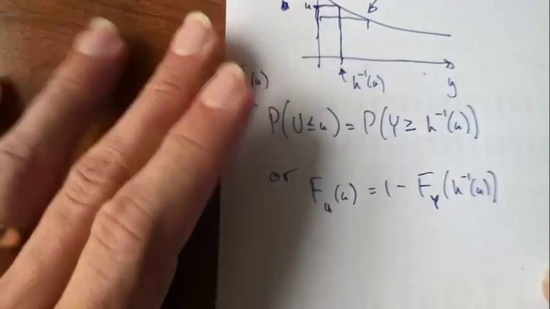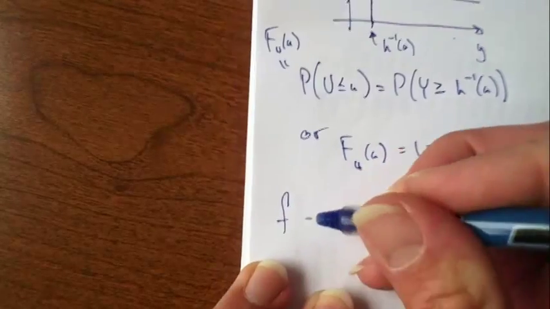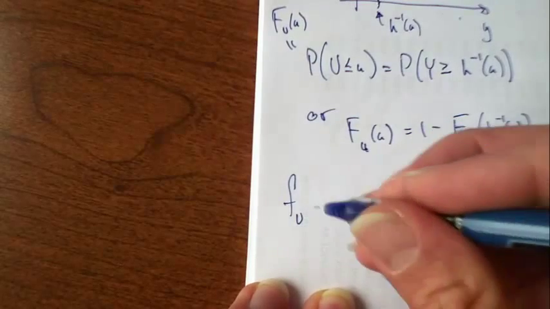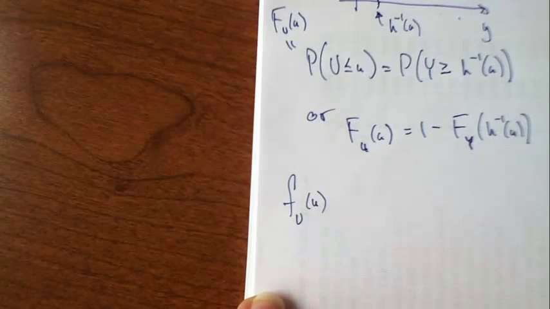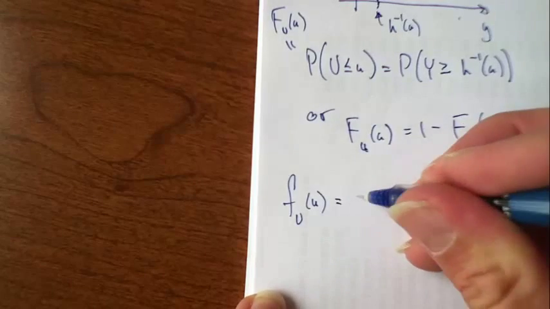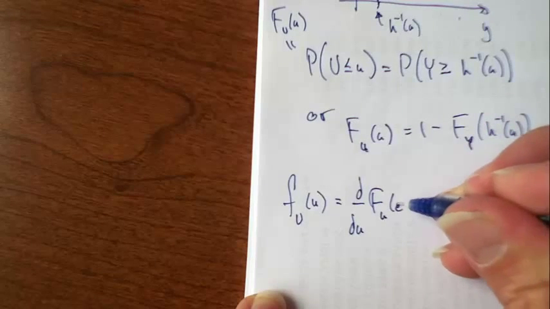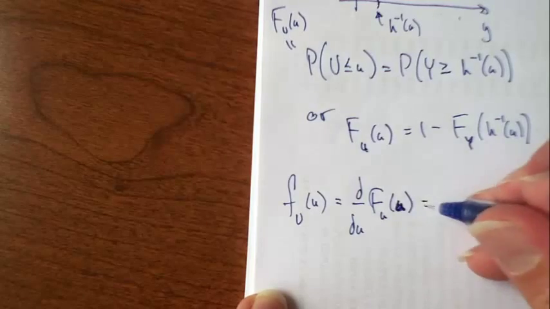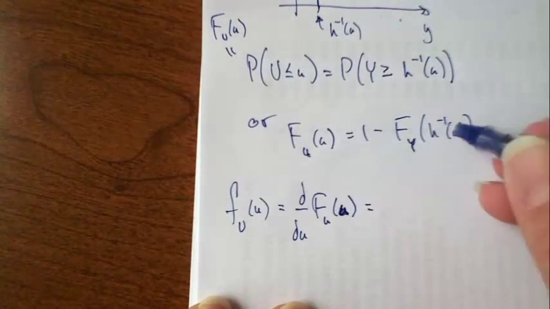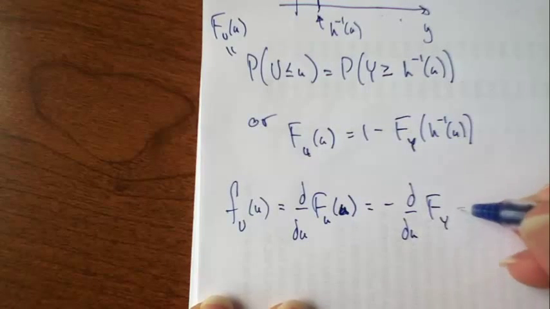Okay? So now let's differentiate this, because I know that what we ultimately want to get out of all of this is lots of money and fame. But aside from that, we want to get the PDF, probability density function, for u. This is going to be the derivative with respect to u of the CDF of u, and so that's going to be the derivative of all this stuff, which is going to be negative d/du of F sub y of h inverse of u.